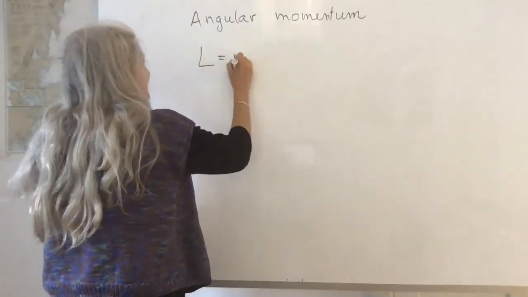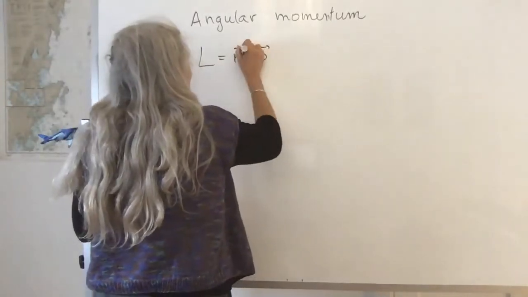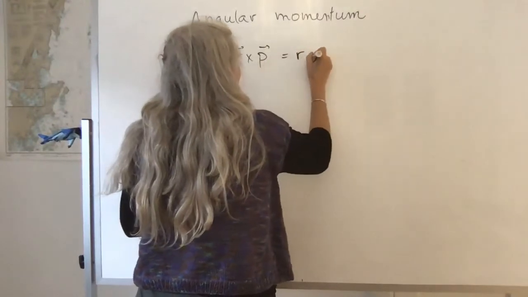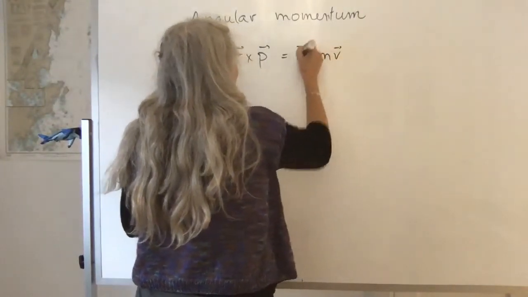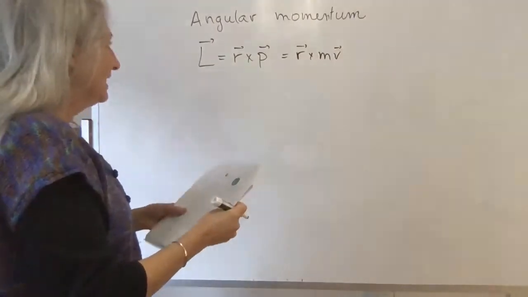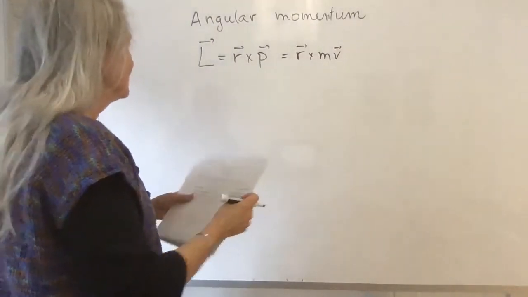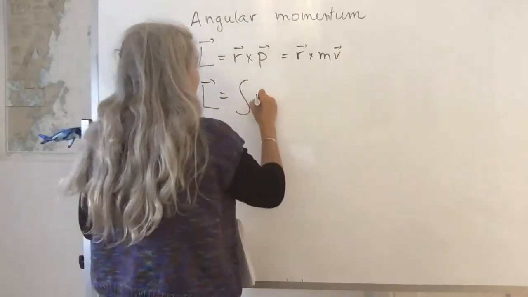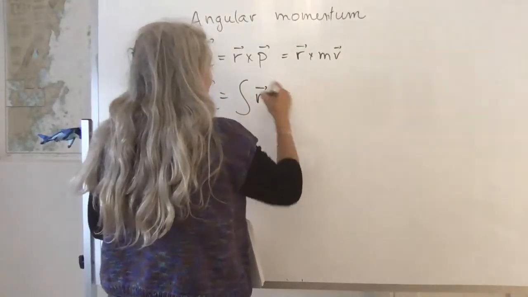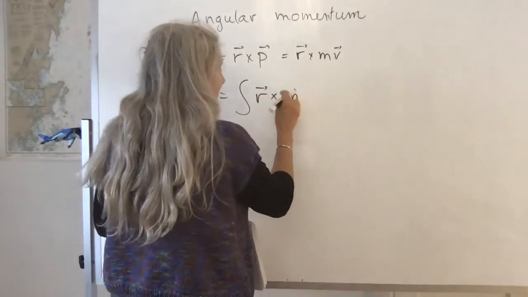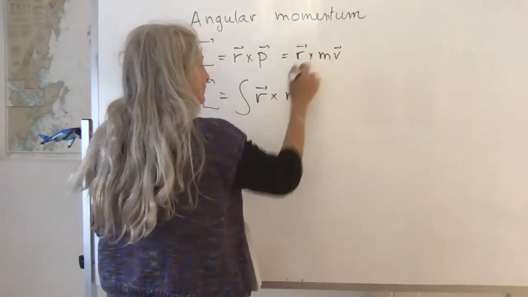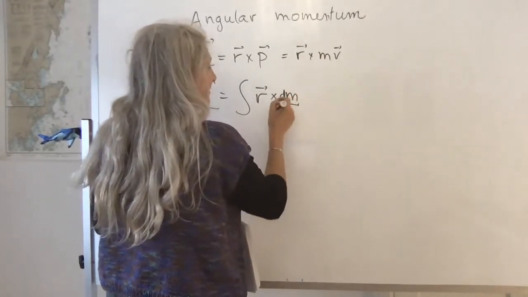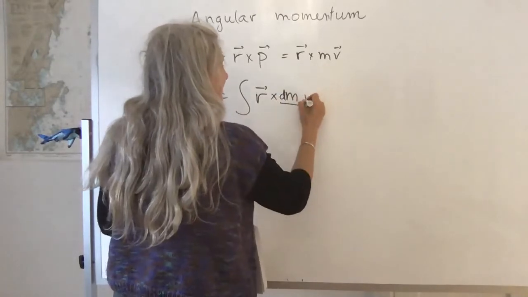So remember, L was r cross p, and p is mv, so this is r cross mv. And this was true for a point mass. And so now we want to find the total angular momentum of some rigid body. We want to integrate this up. So now instead of having just a single mass for a point particle, it will be r cross v dm, integrating up over all masses.